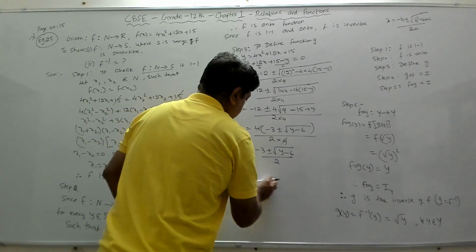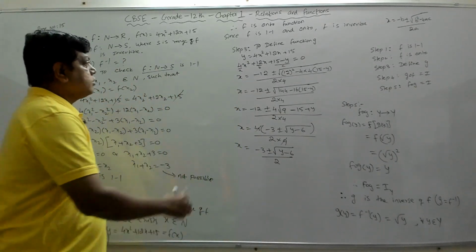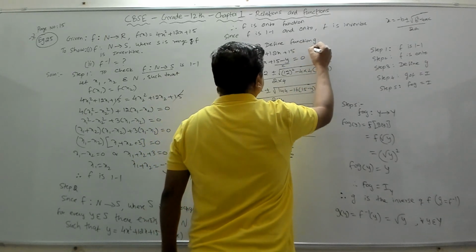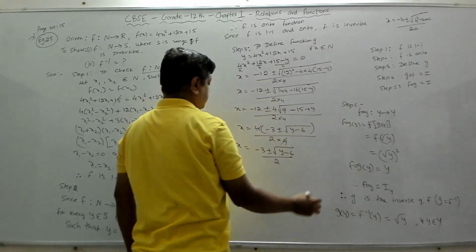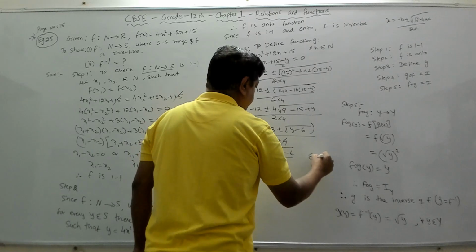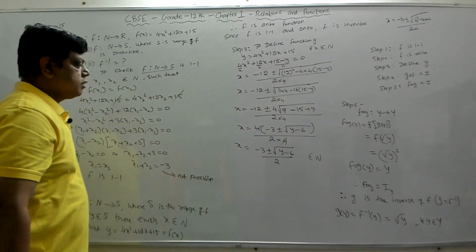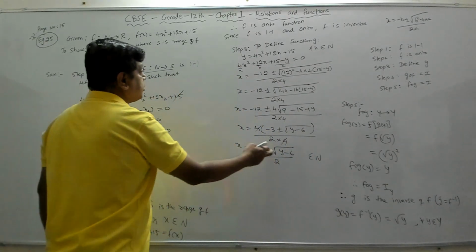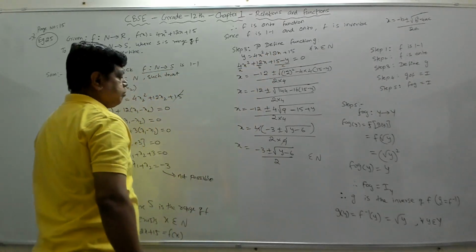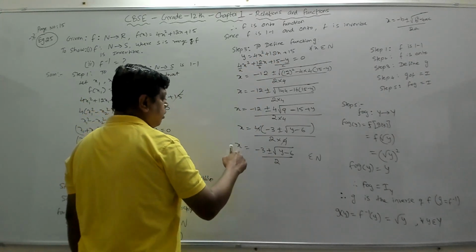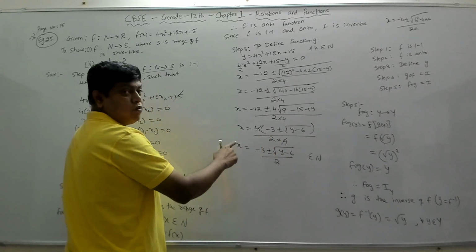Right? So y is equal to 4 x square, this is for every x belonging to natural numbers. So which means this x will belong to n. X is from natural numbers. Right? Now we have got x in terms of y. We have found what x is equal to.